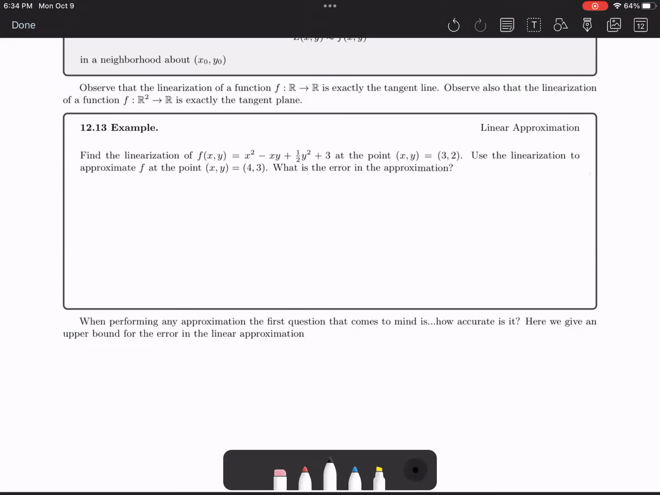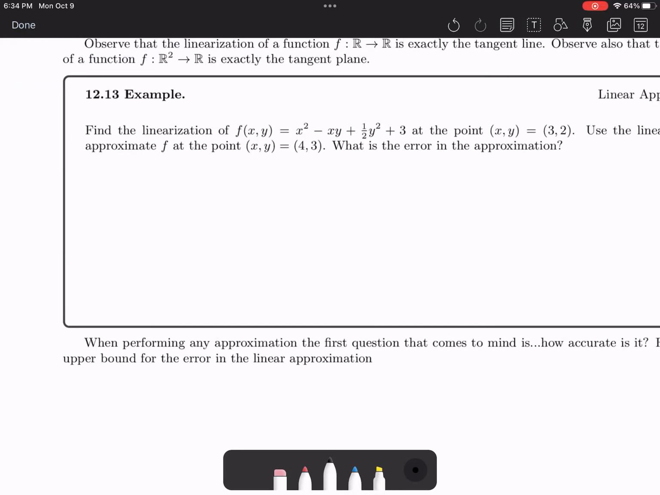tangent planes. So we want to find the linearization of this function, x squared minus xy plus 1/2 y squared plus 3 at the point (3, 2). All right, so our function is going to be approximated with a linear function, i.e. the tangent plane. Which is, I give myself an initial value given to me by the function, and then I use the derivative to tell me how I'm going to change.